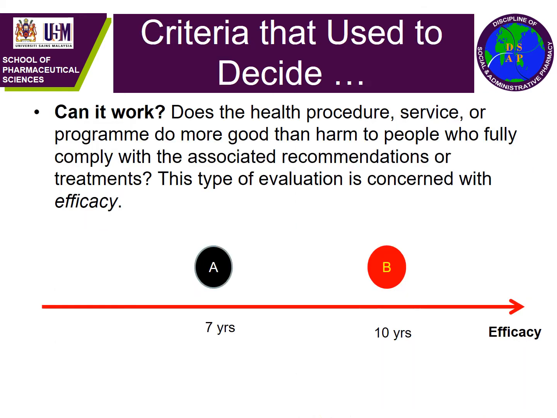So some of them actually resort to using specific criteria. For example, here they often ask the criteria of can it work, the efficacy. Does the health procedure, service or program do more good than harm to people who fully comply with the associated recommendation or treatment? So if we have two treatments here, one can allow patients to survive by 7 years, another one by 10 years, so we would say that B is more efficacious compared to A and should be chosen based on the criteria, can it work?